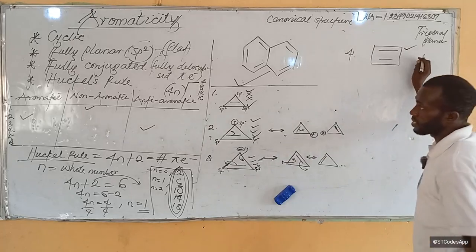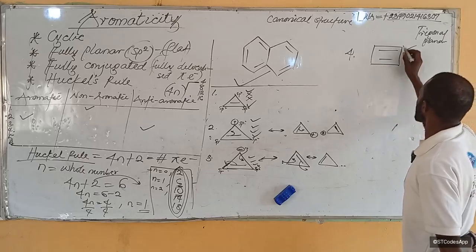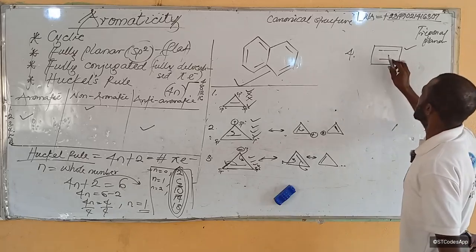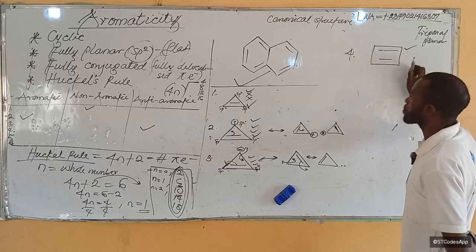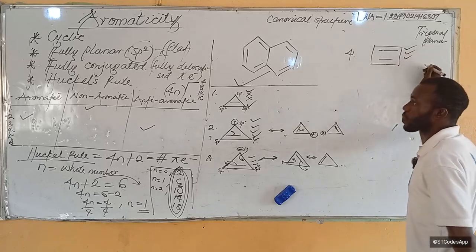Is it fully planar? That is, are they all sp2? Yes. This carbon here will be sp2, sp2, sp2, sp2. Is it fully conjugated? Yes. Single, double, single, double, single, double, single. So it checks the second and the third box. How about the last box?